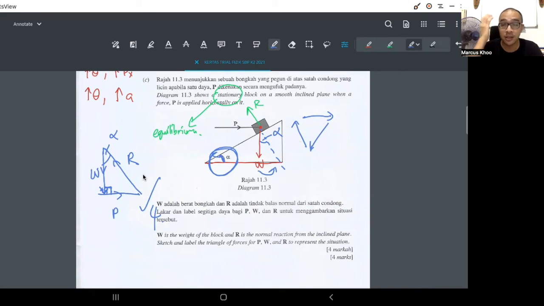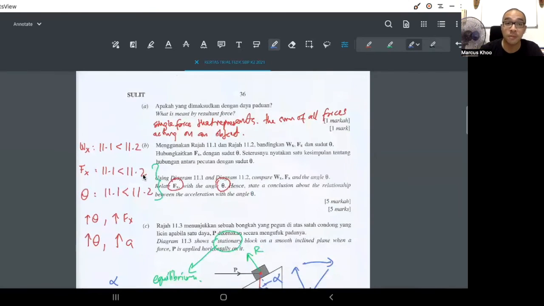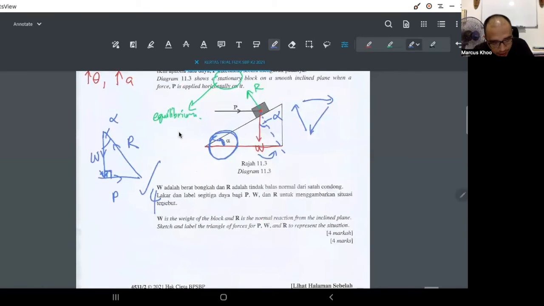Okay, there is the comparing question. We just need to understand that whatever the shape is, the angle here is always the same as the angle here. Not this one. Okay, so if let's say my triangle is like this, and this is the angle theta, my object is here. Identify the two forces first. Definitely weight is here, and then R is here, right?